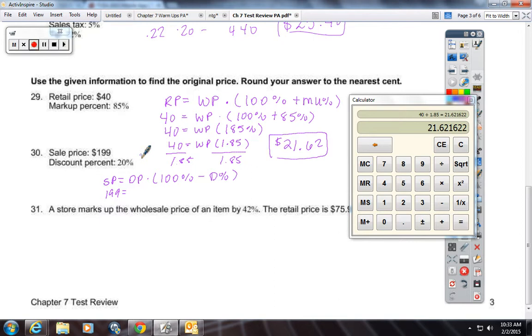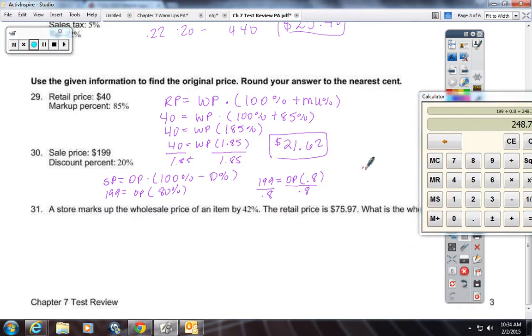80%. Now the next thing for me to do is rewrite it using 0.8. I'm just turning the percent to a decimal. Now what's being done to the variable is being multiplied by 0.8. What's the opposite of multiplying by 0.8? Dividing by 0.8. So I got to divide both sides by 0.8. When I take 199 and I divide it by 0.8, I get $248.75. So before this Blu-ray player went on sale for 20% off, it was $248.75.